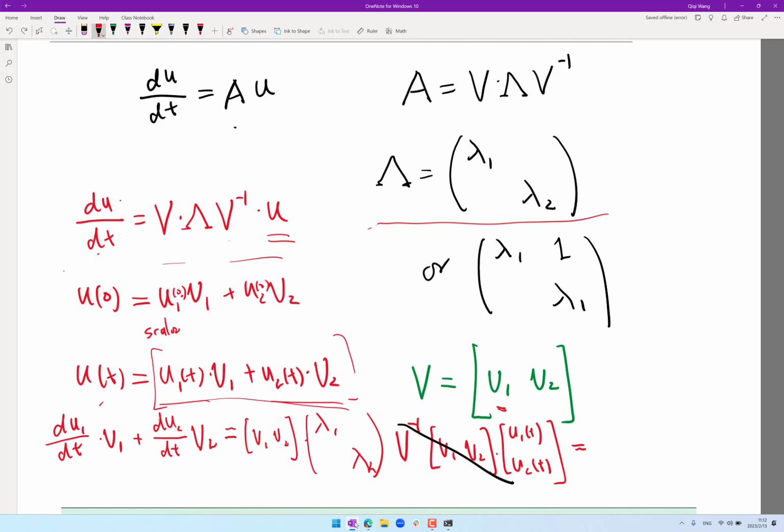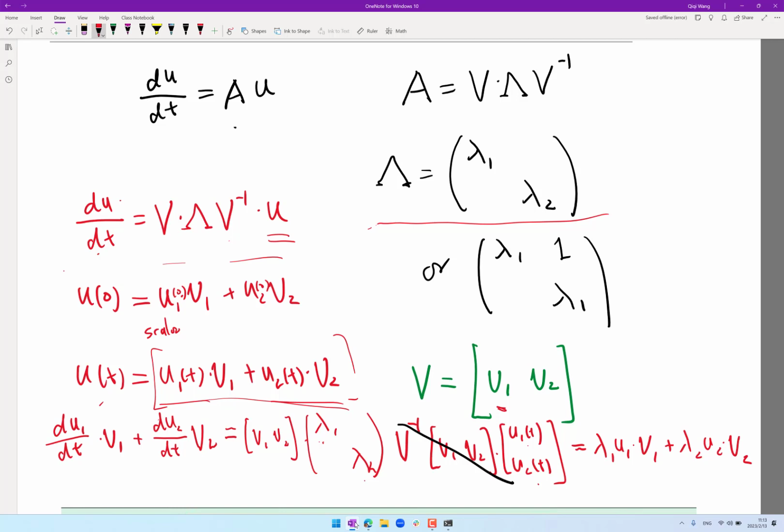The whole right-hand side, if you just do all the matrix vector multiplication, so lambda 1, the diagonal matrix times the vector is just another vector, right? They just multiply each entry on the diagonal matrix with the corresponding entry. Then we have another matrix vector multiplication, so the end result is going to be lambda 1 u1 times v1 plus lambda 2 u2 times v2.